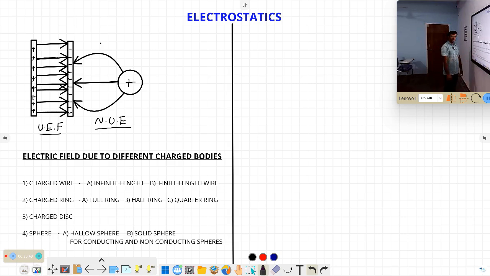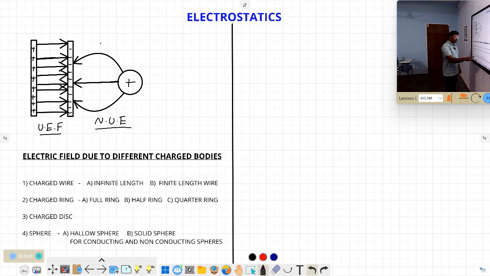Next one, the charged disk. Whenever you take a charged disk, the charges are distributed area-wise, so based on the areal charge distribution we can discuss the electric field intensity due to the charged disk. Last one, the sphere. There are two spheres: solid sphere and hollow sphere. Whether solid or hollow, a hollow sphere has only surface area, not volume. A solid sphere has volume, so according to volume charge distribution you can explain the electric field intensity due to this charged sphere.